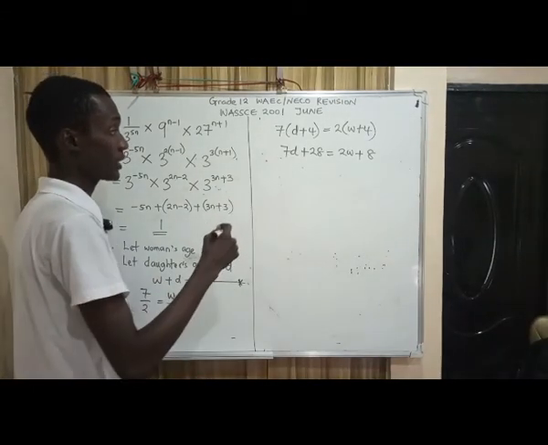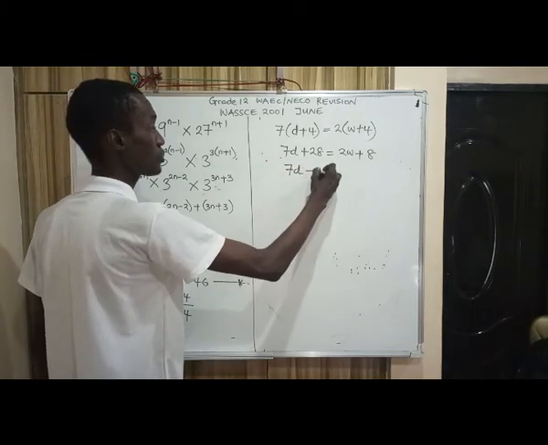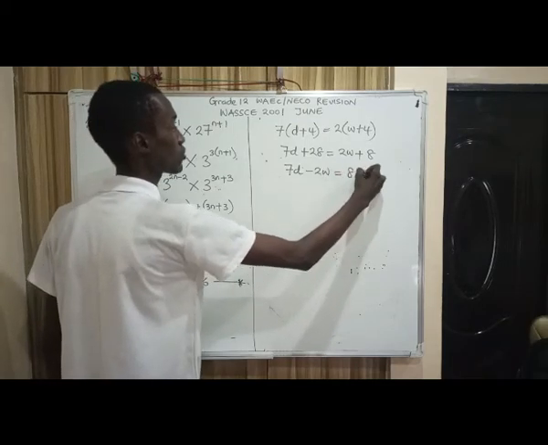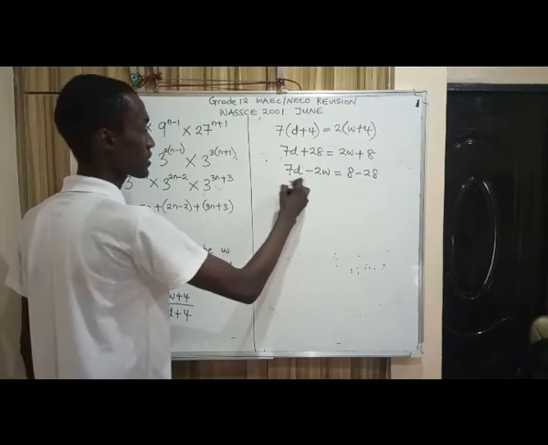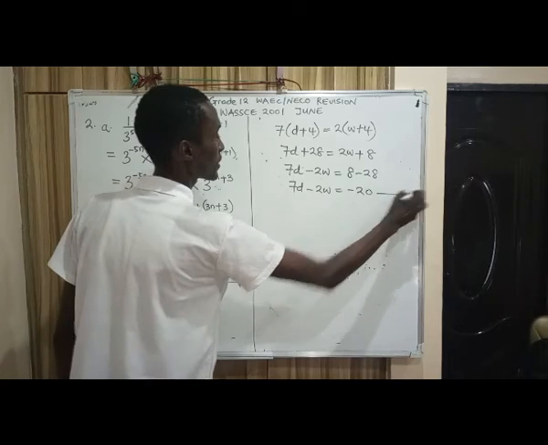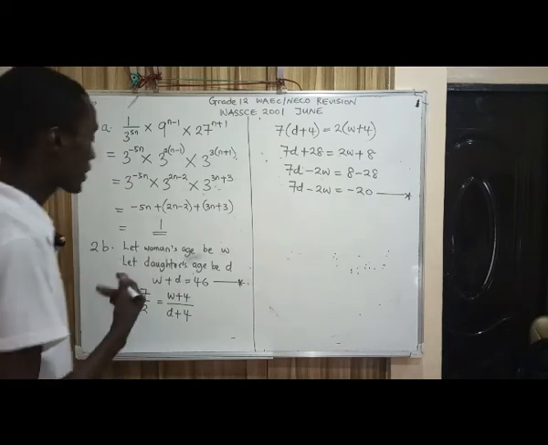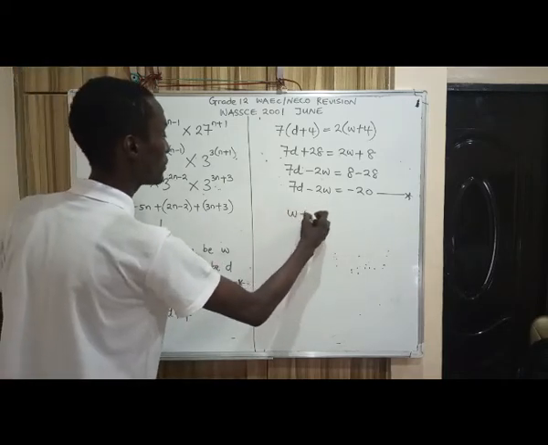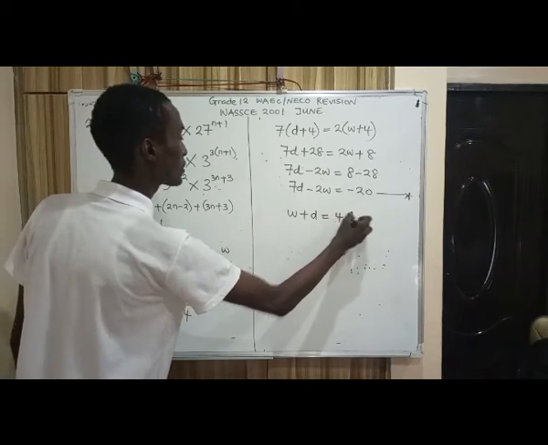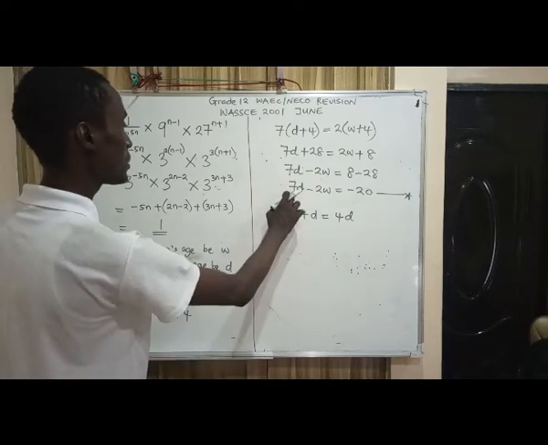And if you've done that correctly, what that means would be 7d minus 2w will be equal to 8 minus 28, which invariably means that 7d minus 2w will be equal to negative 20. And I'll put another asterisk here telling me that that equation is also important for me. What you'd have observed is that I have simultaneous equations built up. So I am a strong advocate of elimination method.